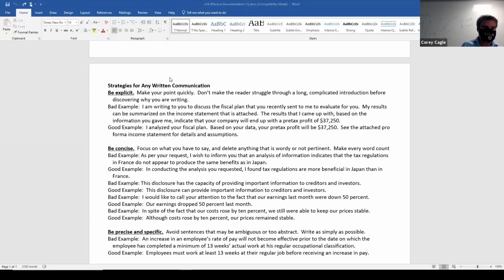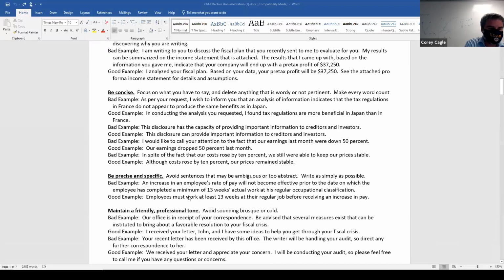Better is: I analyzed your fiscal plan based on your data. Your pre-tax profit will be $37,250. See the attached. That's better, right? We don't waste their time. We don't make them suffer through all this stuff to get to the main stuff, right? So be explicit. Be concise. This is important. Focus on what you have to say and delete anything that's not pertinent, anything that's too wordy. Make every word count.